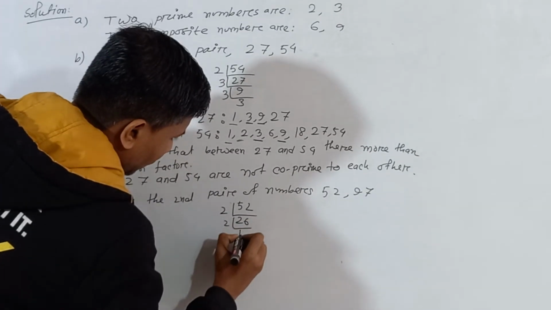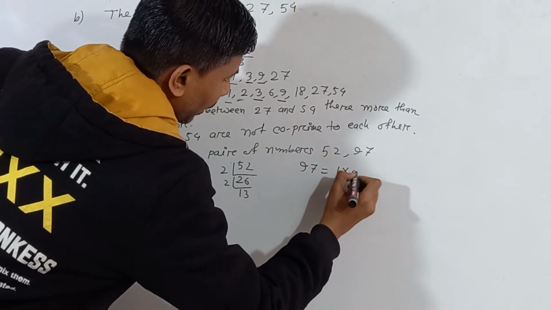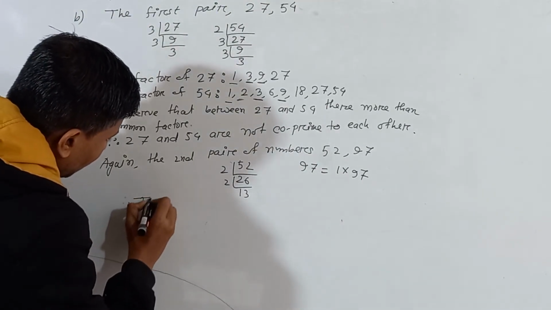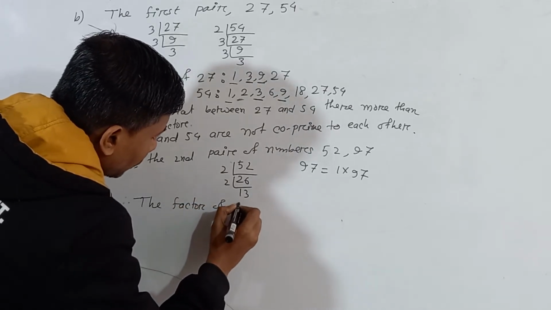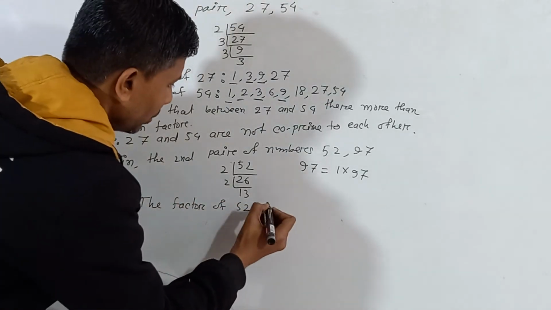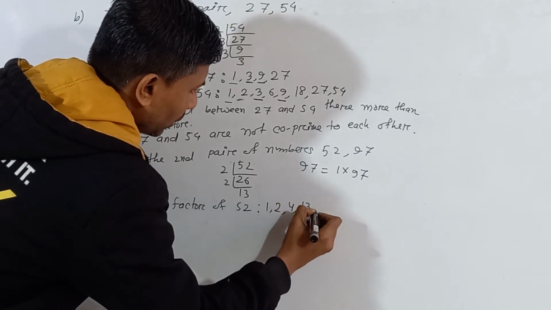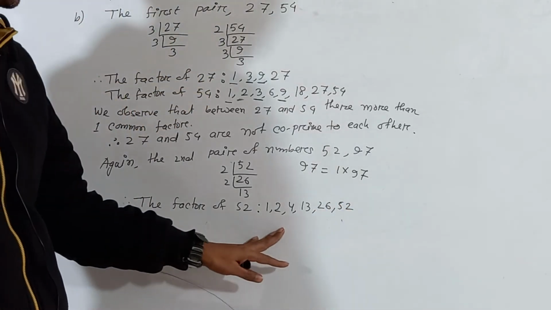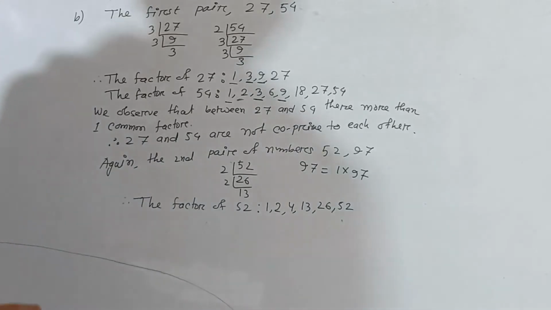26, then 13, 97, 1 into 97. Therefore, the factors of 52. What are the factors of 52 here? You see 1, then 2, then 4, then 13, 26 and 52. These are the factors of 52. Look, 1, 2, 4, 13, 26, 52.